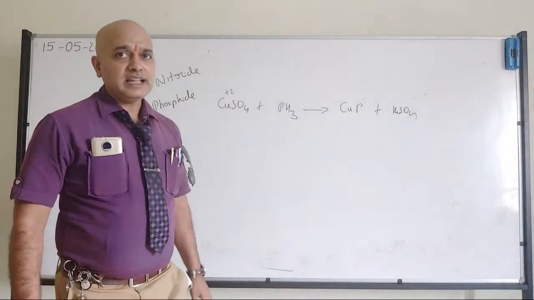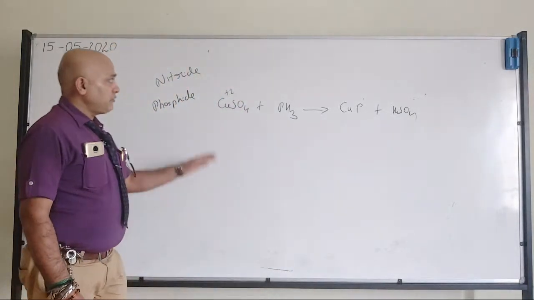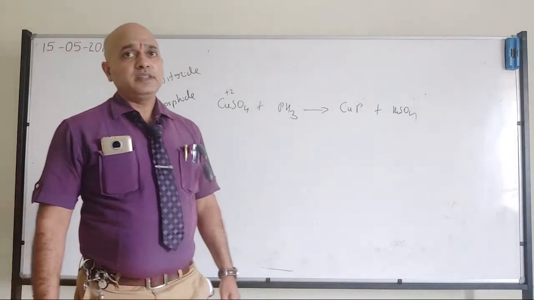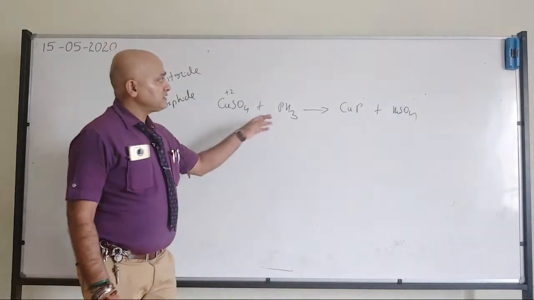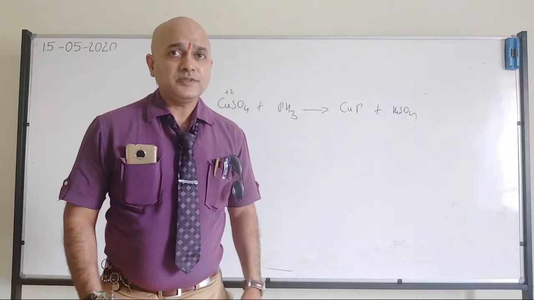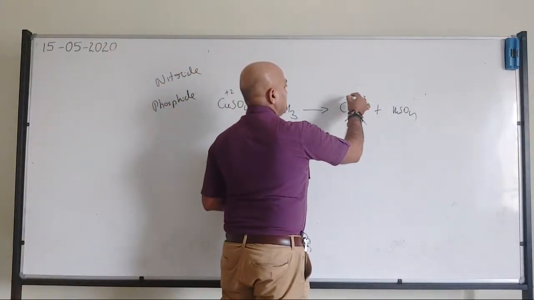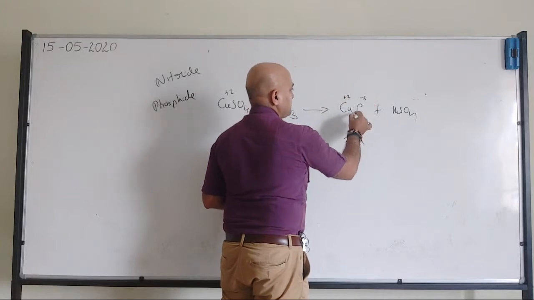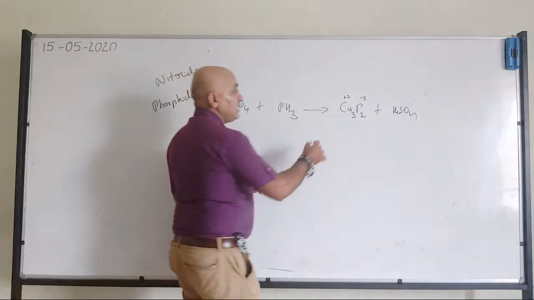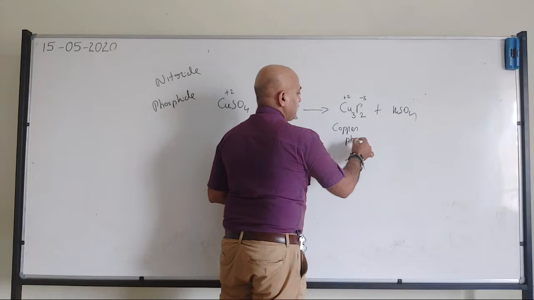It's not a redox reaction. Please remember, it's not a redox reaction. Whatever copper oxidation state is, that same thing will be maintained in the product also. Whatever oxidation state of phosphorus is there in phosphine, the same will be maintained in the product also. So what should be the formula? That means -3 and +2. Cross multiply. Cu3P2. So that's where we have the copper phosphide or cupric phosphide.